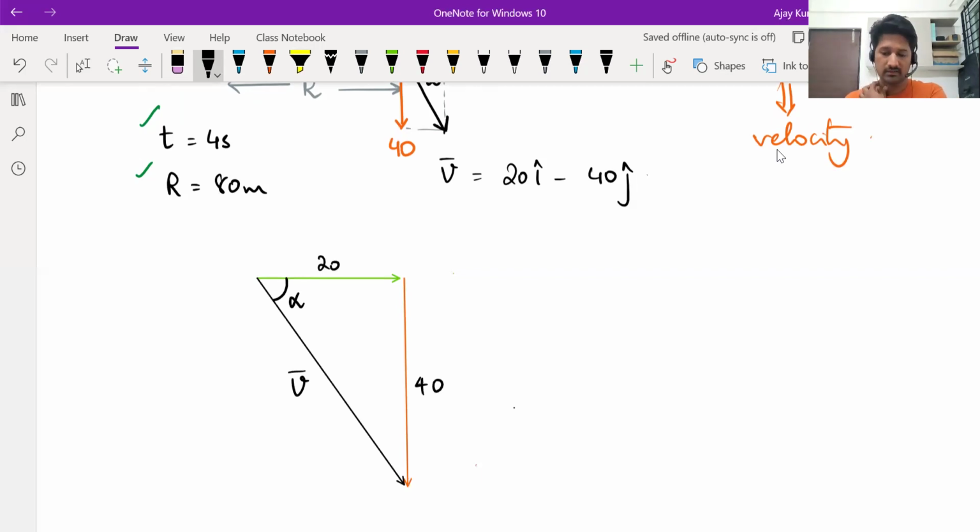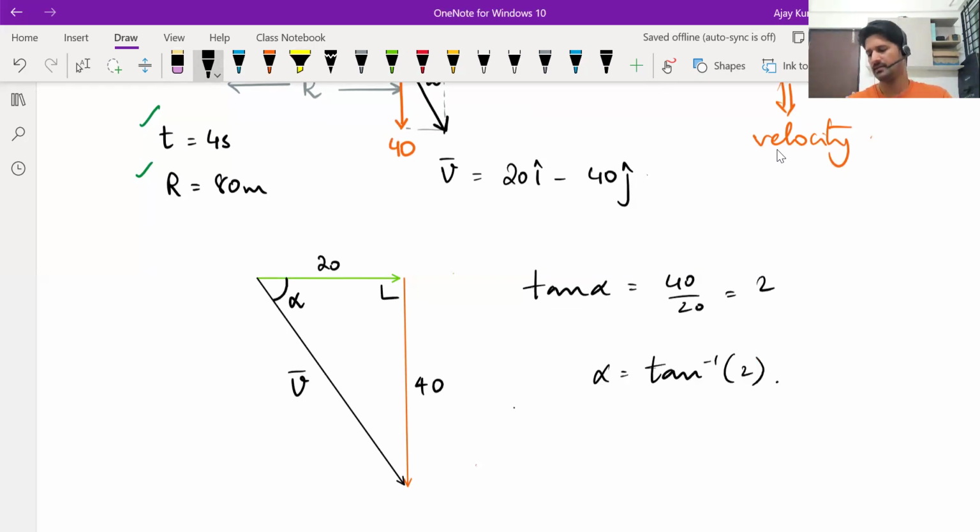The components, you see the orange one and the green one. Those are the components. The black one is the actual vector. Components and the vector always form a right angle triangle, and you can use trigonometry to find out the angle. Opposite side, adjacent side, tan alpha is 40 by 20. That is 2. So alpha will be tan inverse of 2. That is the angle at which it strikes the ground.